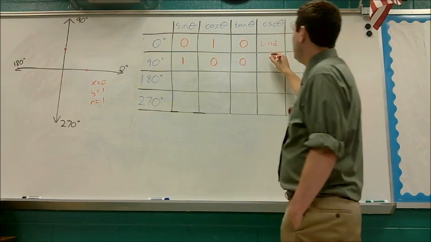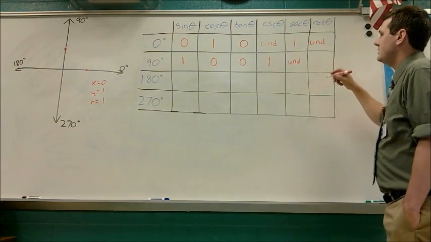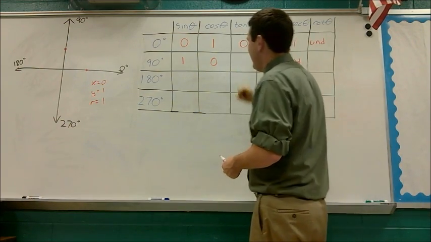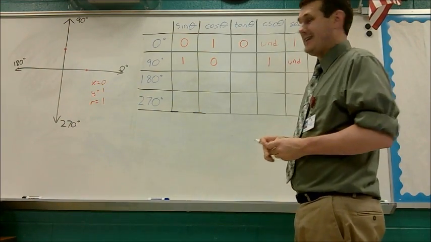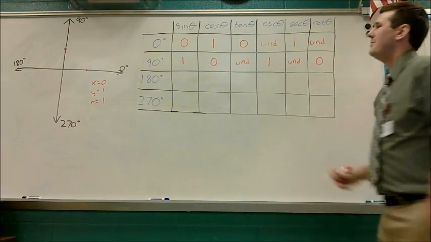When we flip them, we get 1, undefined, and I messed up. Tangent's undefined because it's y over x. So this is undefined here, which gives us 0 there.